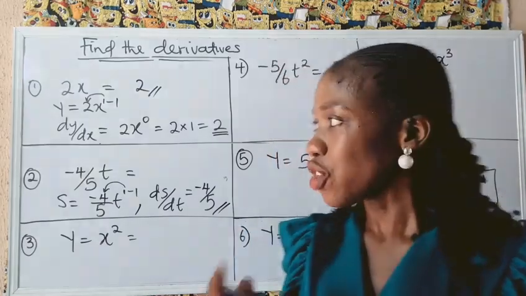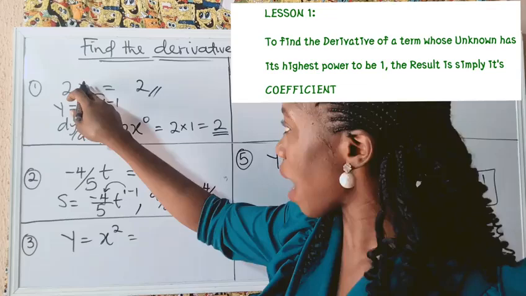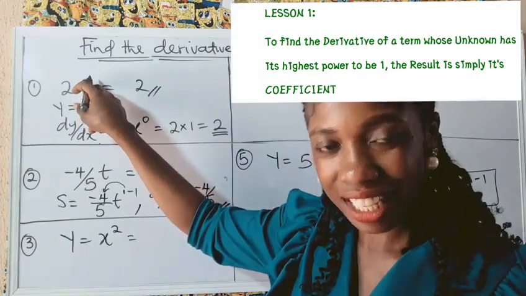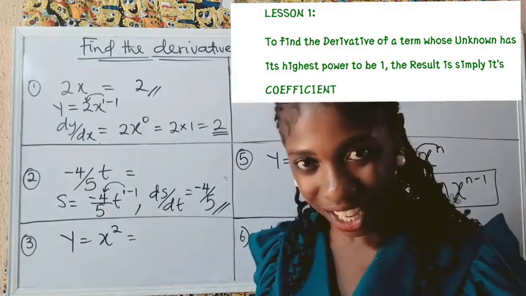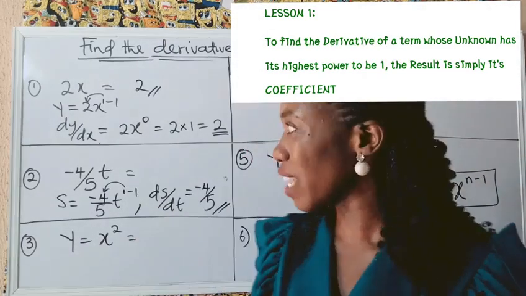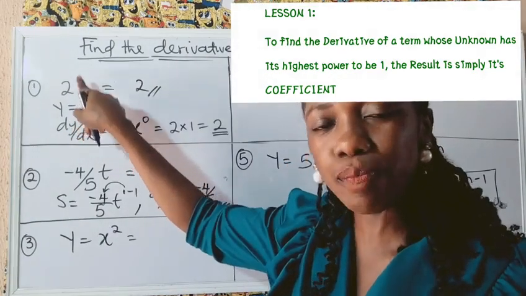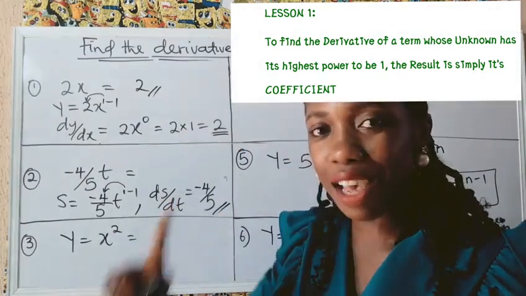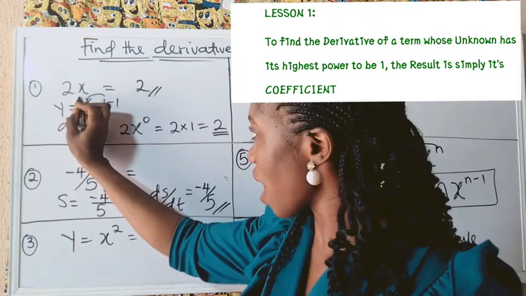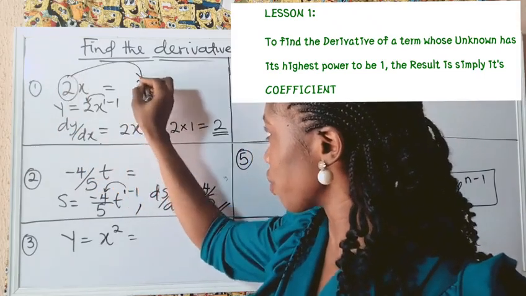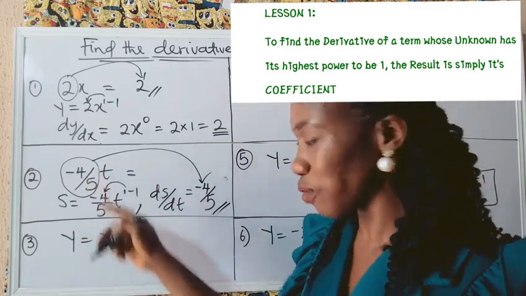What do you observe? You observe that when you have a term whose power is always 1, when you differentiate it, the answer is always the coefficient. Please note it down. Whenever you have a term in this form that has an unknown whose power is 1, each time you differentiate, the result is always the coefficient. If you look at this, our answer gave us 2, which is this coefficient. If you look at this, our answer gave us negative 4, which is this coefficient.